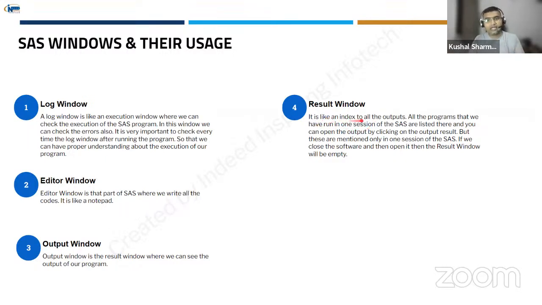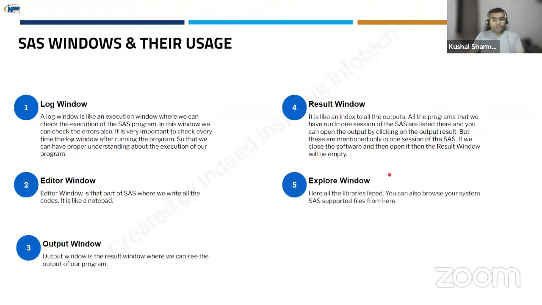The result window is like an index to all the outputs. All the programs that we have run in one session of SAS are listed there. You can open the output by clicking on the output result, but these are listed only for one session. So we need to understand that outputs are volatile here. The output doesn't remain after you close it.